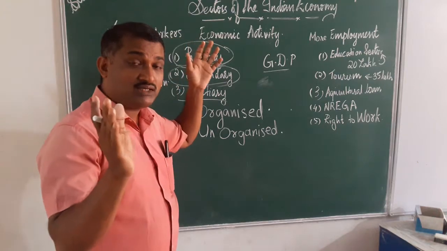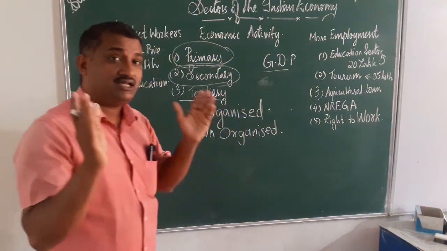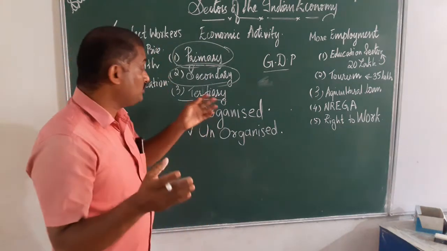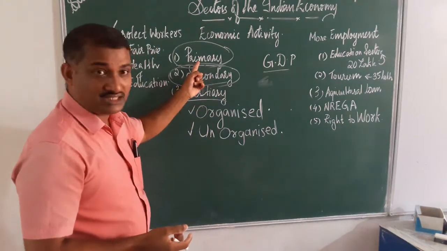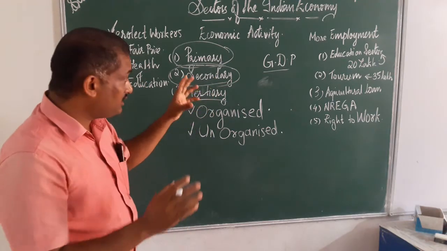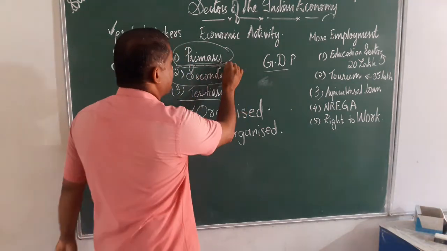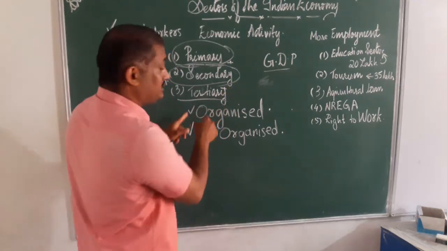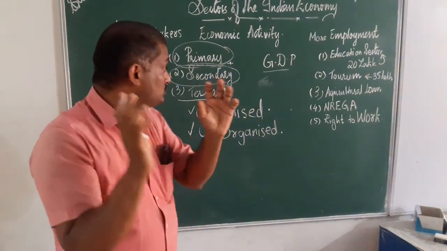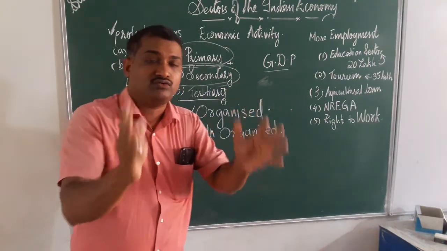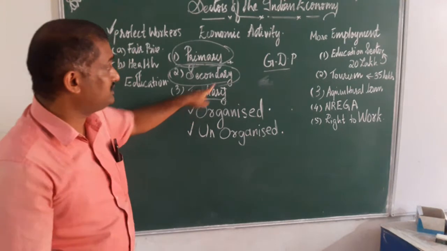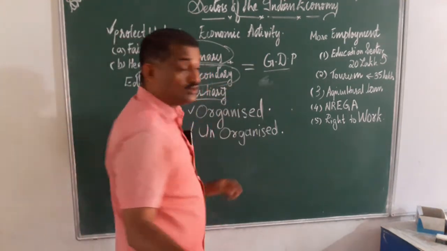More than 130 crore people are living in India. They engage in various kinds of activities. They may be engaged in the primary sector, the secondary sector, or the tertiary sector, and from these sectors they produce goods and services. The sum total of these goods and services by the primary, secondary, and tertiary sectors is GDP, or gross domestic product.